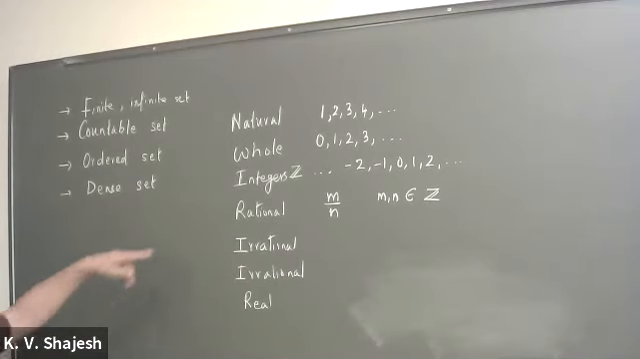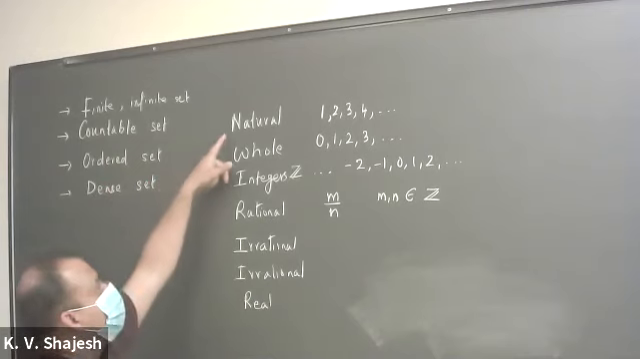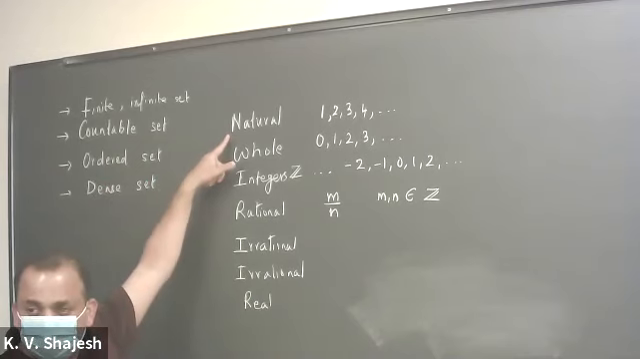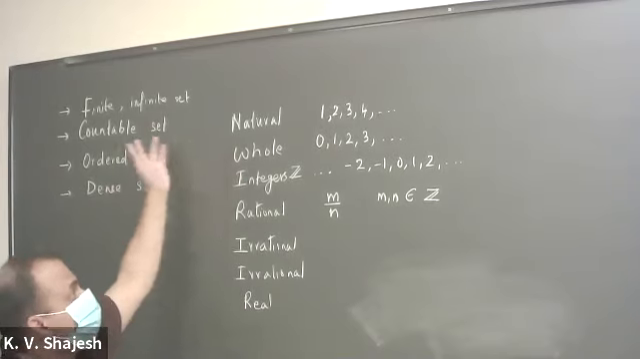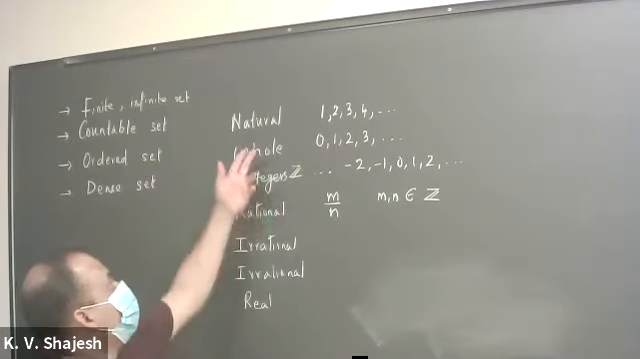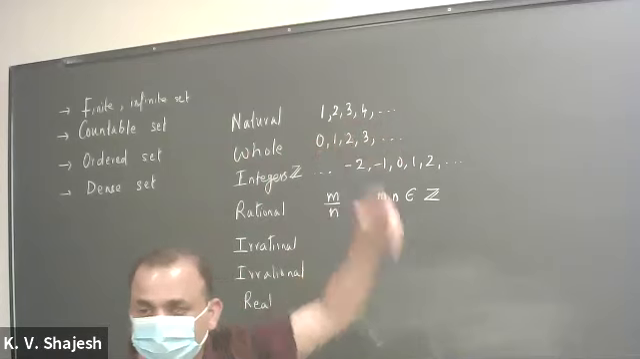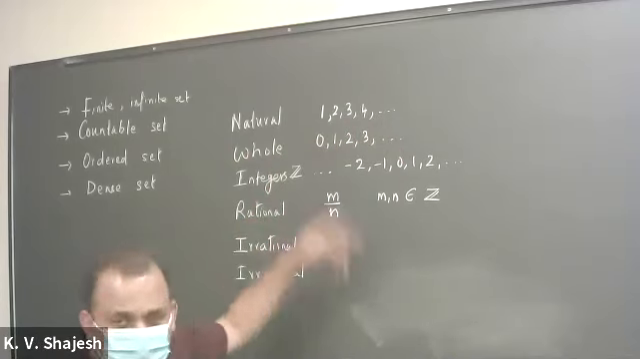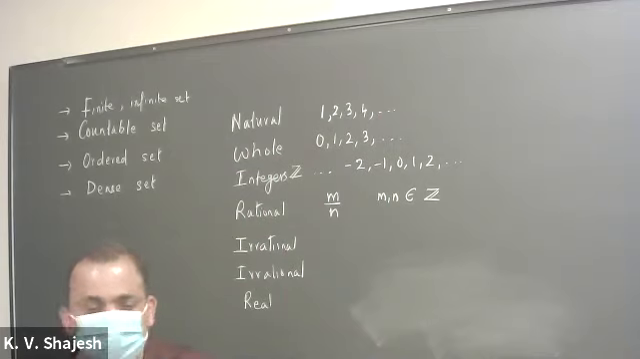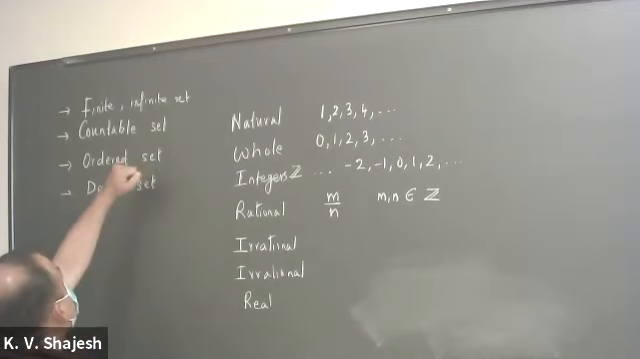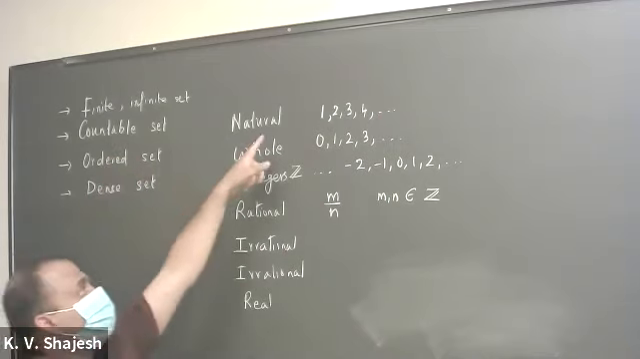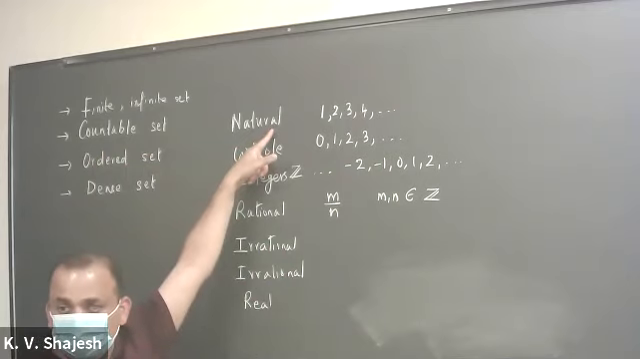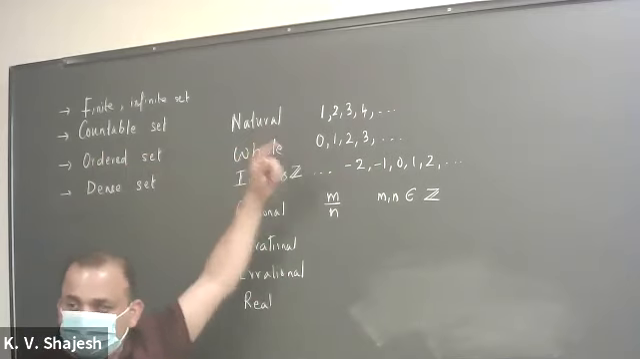So let's go back and ask: is natural numbers finite or infinite? It's infinite, right? The moment we read those three dashes, that means this is infinite, this is infinite, this is infinite. Everything we have is infinite, and so they're all infinite sets. Is it countable? So natural numbers, is it countable?